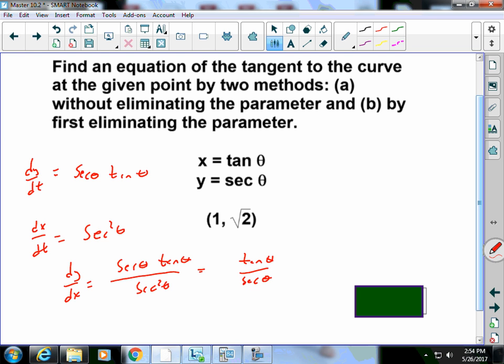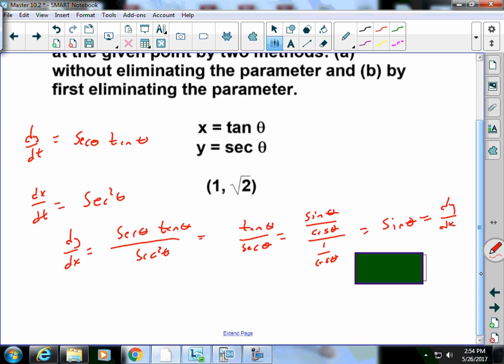All right. And then if I look at that, I could rearrange it and figure out what it turns out to be. That's sine theta over cosine theta over 1 over cosine theta. That just turns out to be sine theta. That's my dy/dx. All right, so here's my dy/dx.